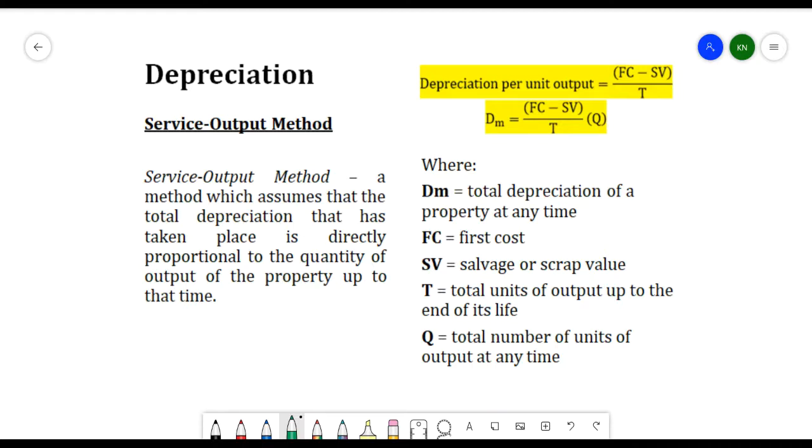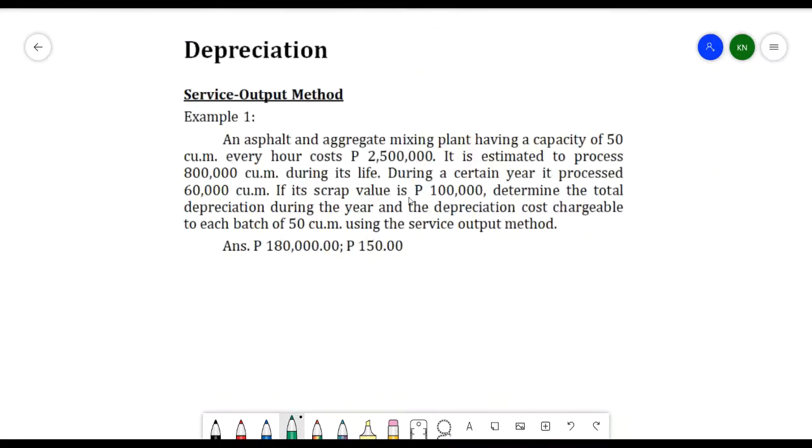So we have the formula: depreciation per unit output is equivalent to (FC minus SV) over T. We also have DM, which is equivalent to (FC minus SV) over T, or the depreciation per unit output, multiplied by our Q, where DM is the total depreciation of a property at any time, FC is the first cost, SV is the salvage or scrap value, and T is the total units of output up to the end of its life, and Q is the total number of units of output at any time.